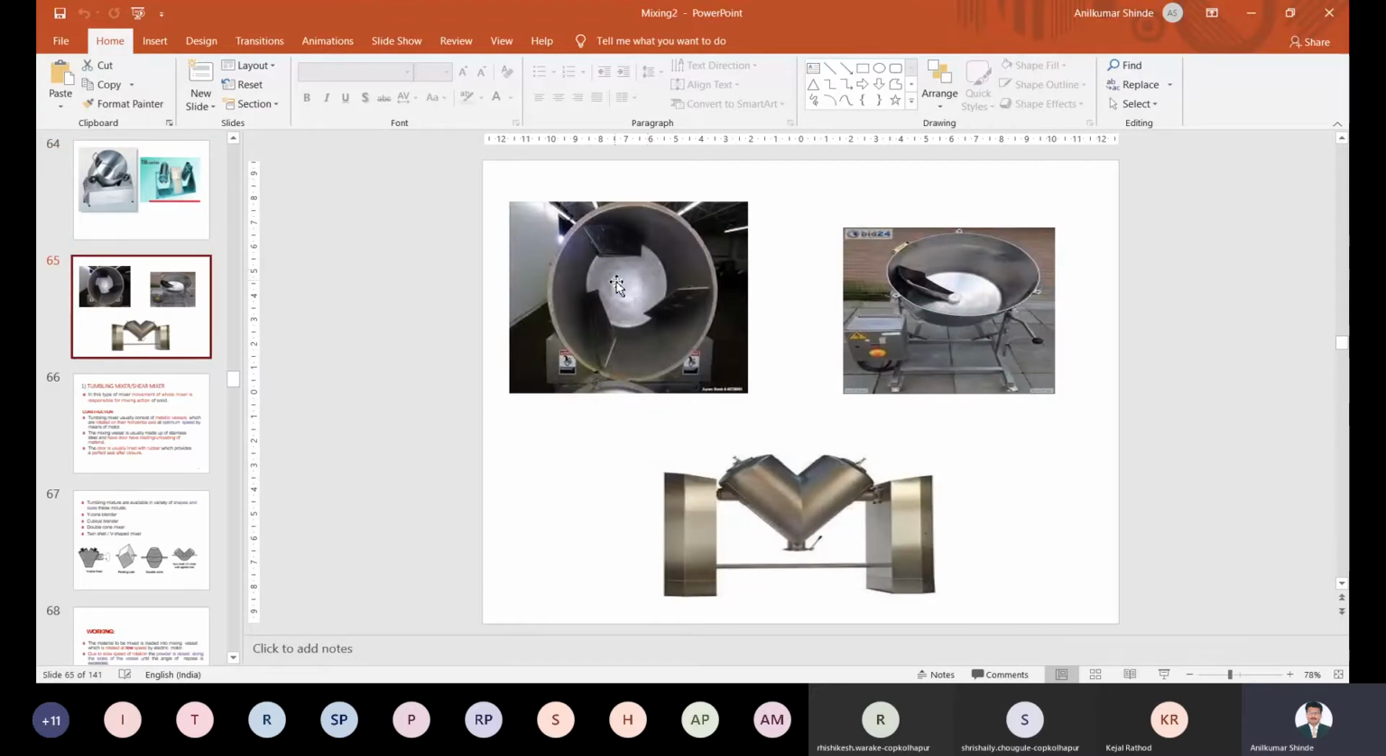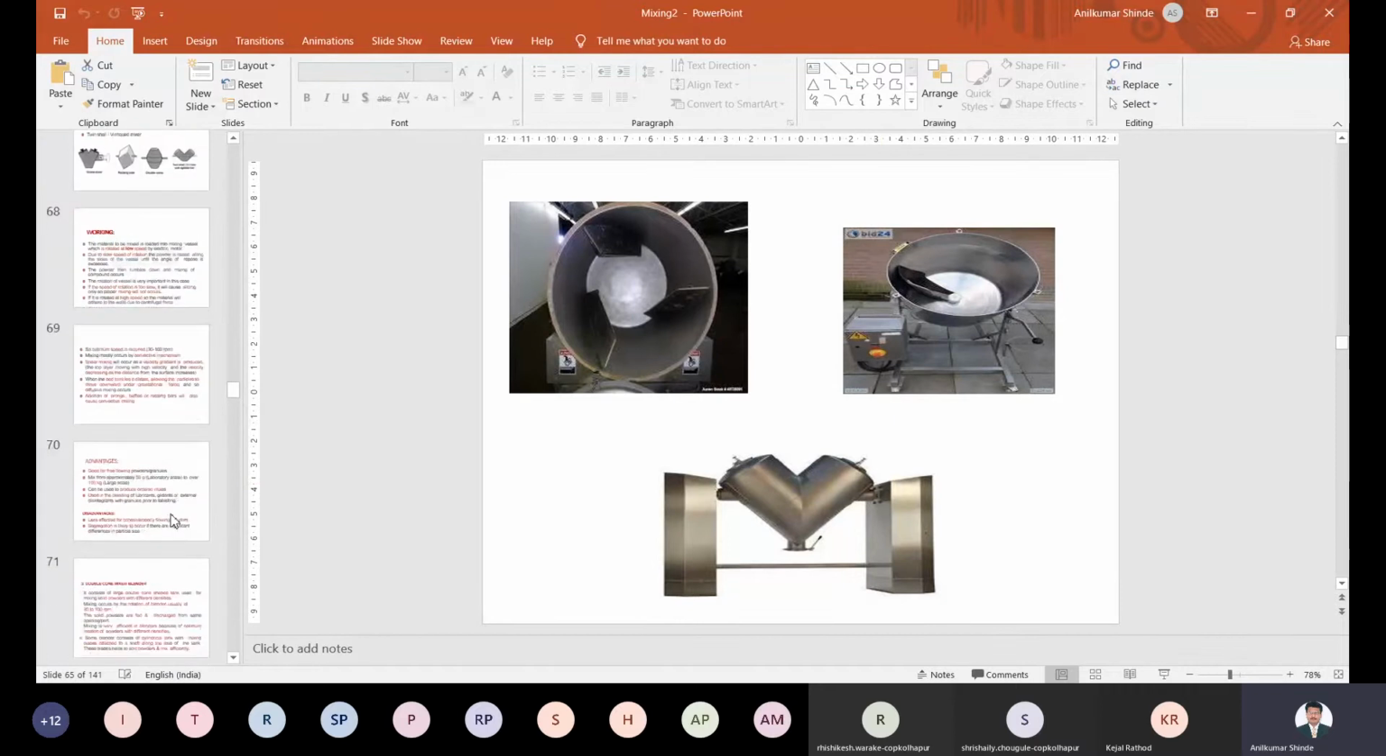Then these are the different designs of the tumbler mixers. This is a V-shaped blender, right? You put the material into it and rotate it at various speeds, and that procedure is called tumbling. So we have seen this mixer already.